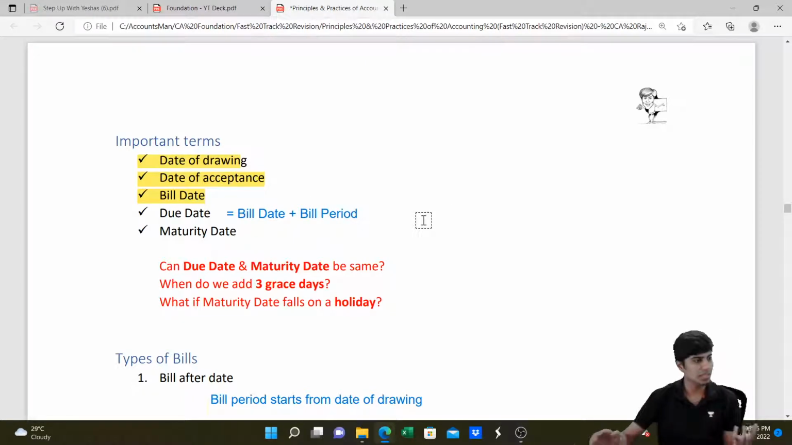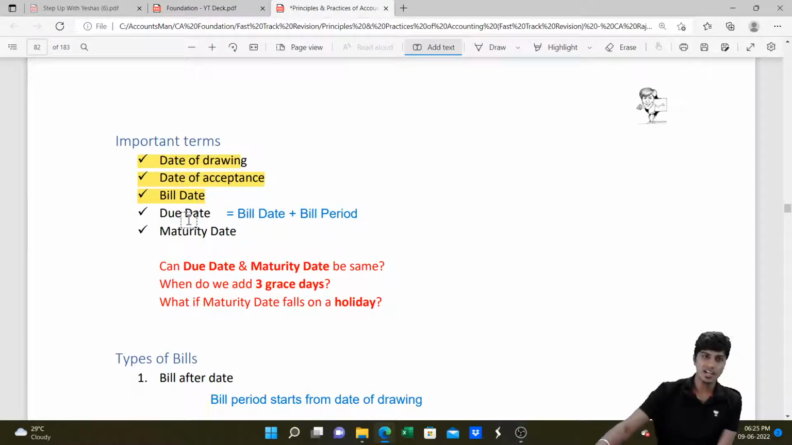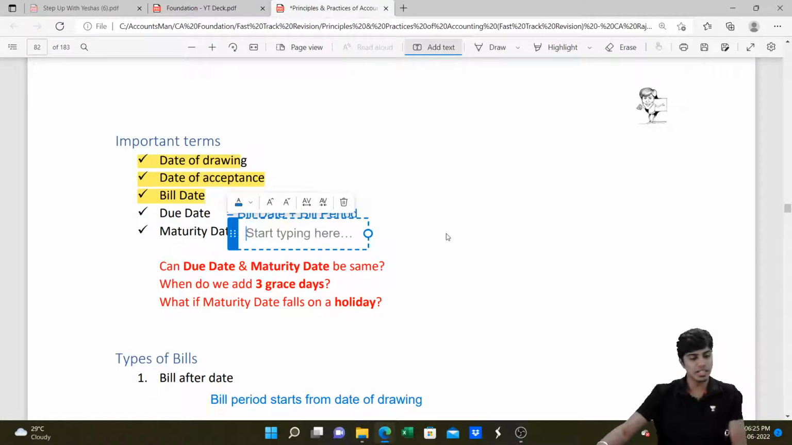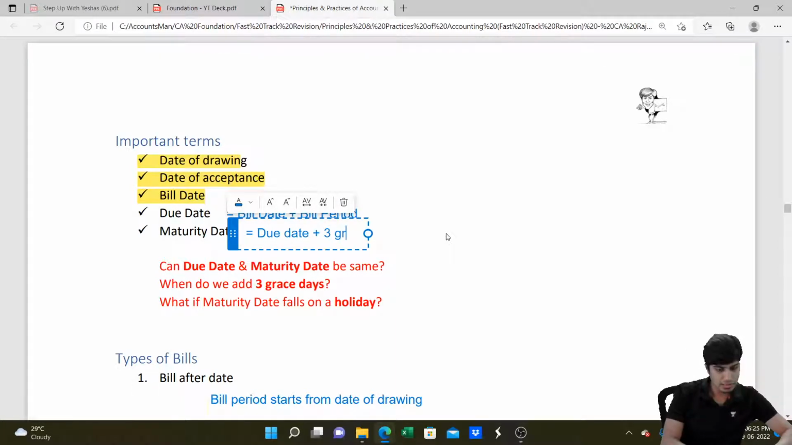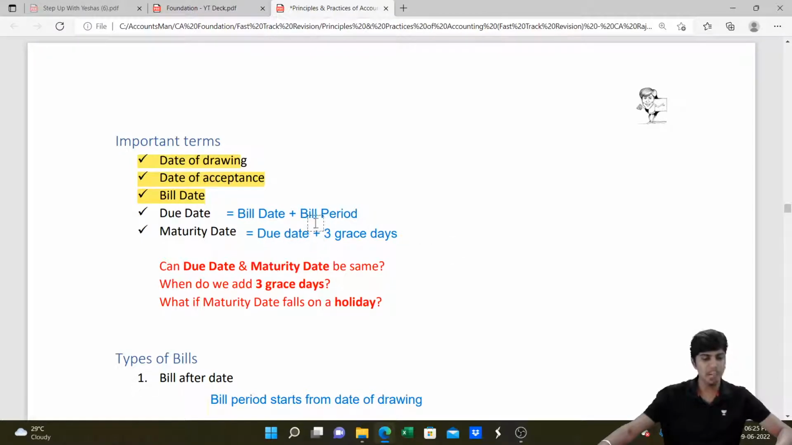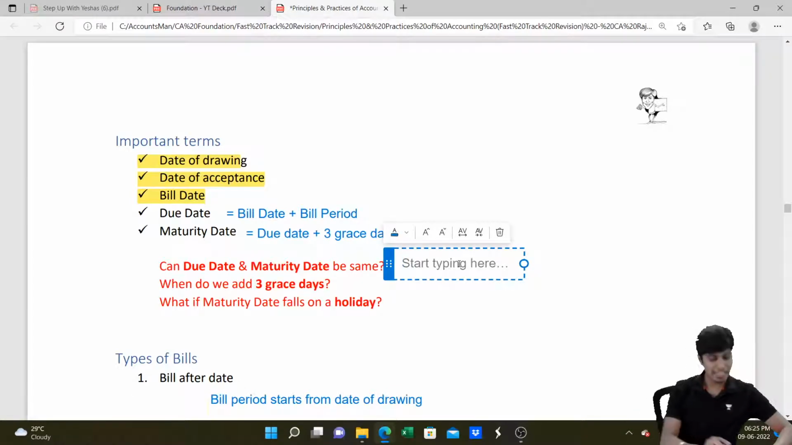Bill period can be 20 days, 30 days, 1 month, 2 months, 3 months, any of these. So we add such a period, and that is when we arrive at the due date. And then the maturity date will usually be due date plus 3 grace days. To the due date, if we add 3 grace days, we arrive at maturity date. However, in certain cases, due date and maturity date can be the same.